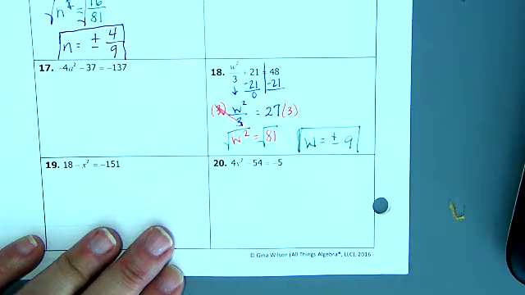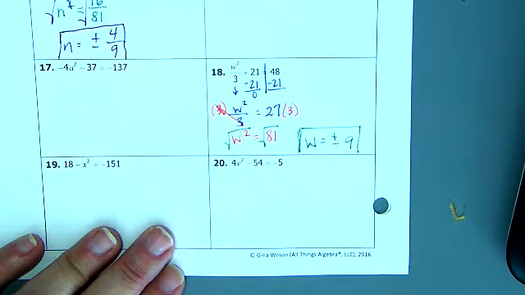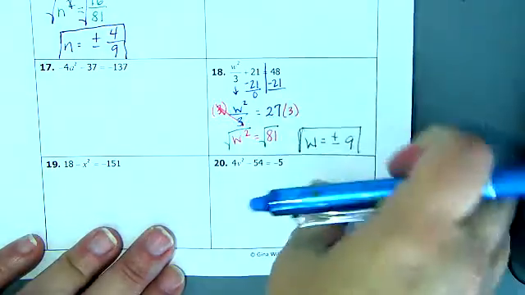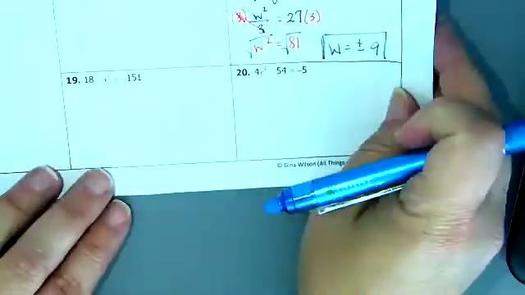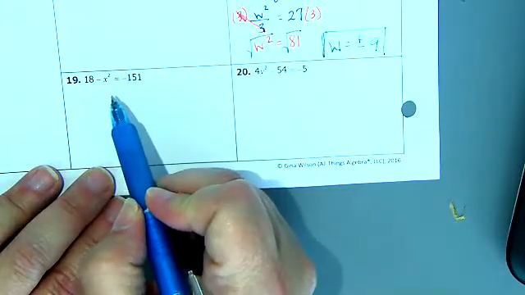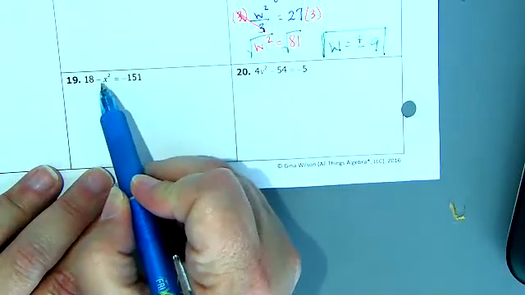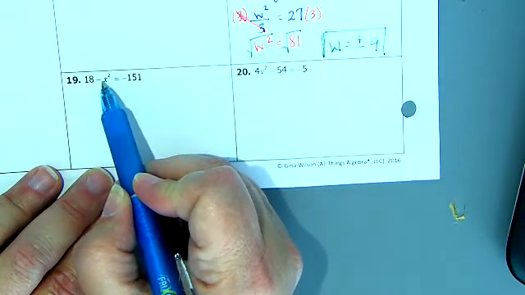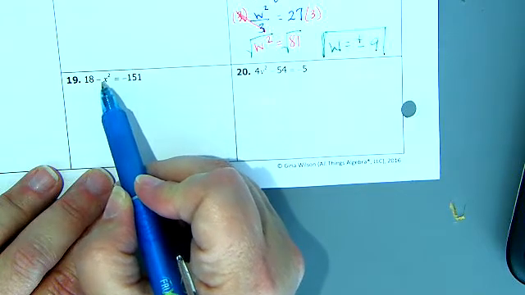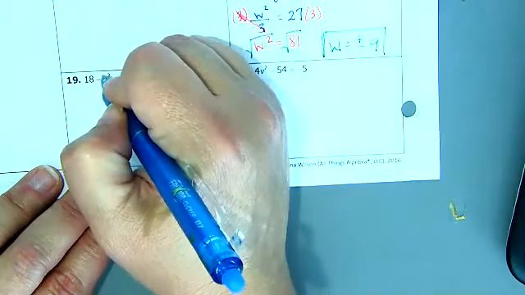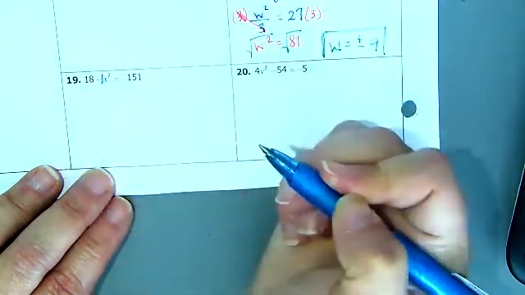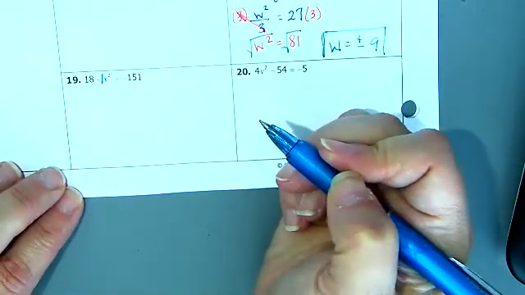All right, one more example and then we're done, guys. Okay, last one, number 19. The reason I'm doing number 19 is because sometimes we get confused and forget what number is written right here in front of this x squared. That's understood to be a 1. We just don't write it, okay?